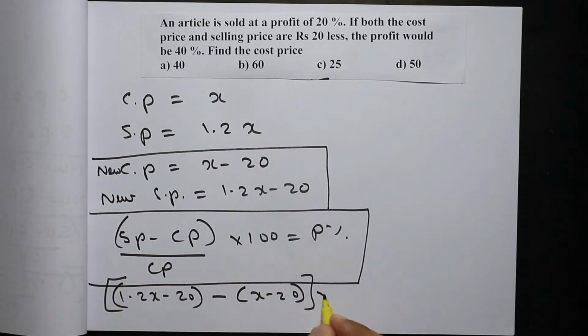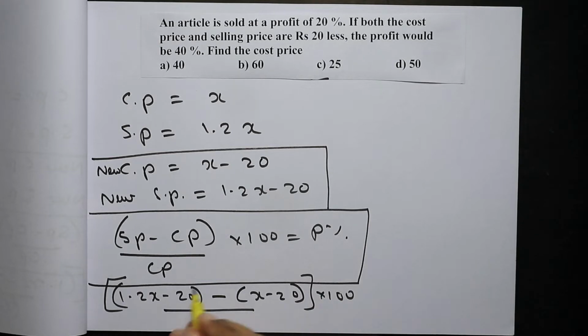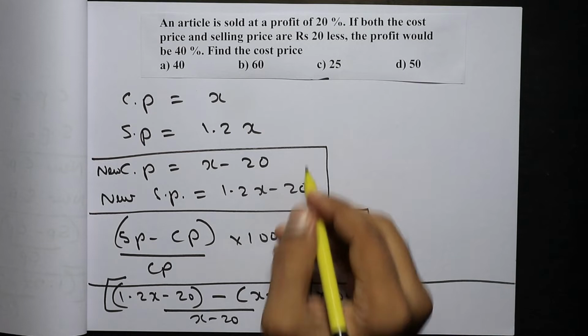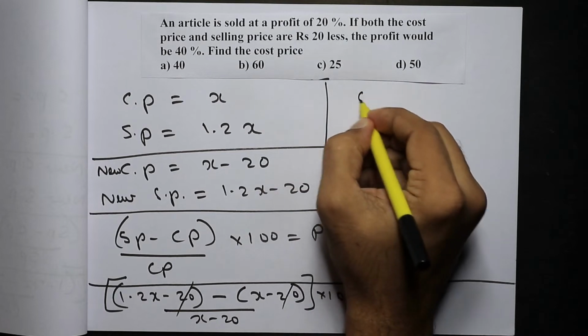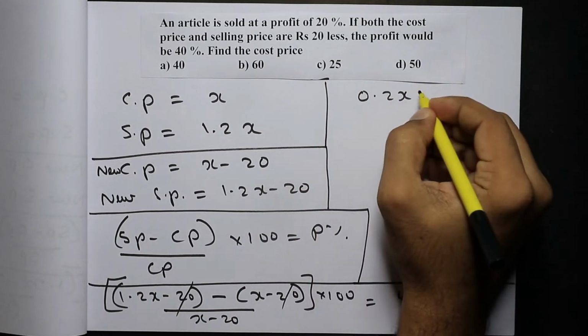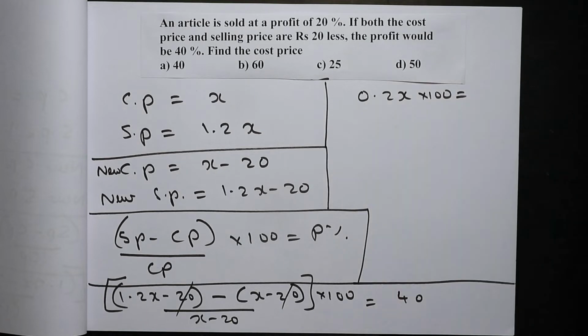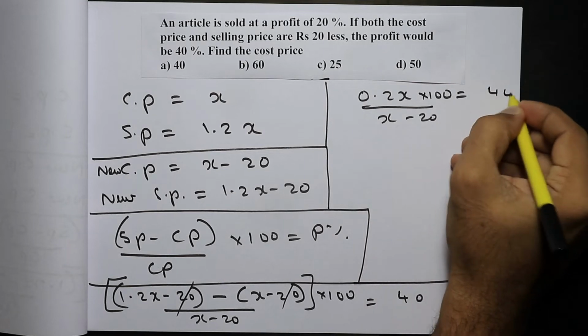So SP minus CP into 100 divided by CP. CP is x minus 20 and this is equal to 40%. So this is the equation that we have. Let us solve this equation here. You have negative 20 here and minus of negative 20, so that will be plus 20. So negative 20 and plus 20 will cancel out. So in the numerator you have 1.2x minus x. So that will be 0.2x into this 100 divided by x minus 20, that is equal to 40.